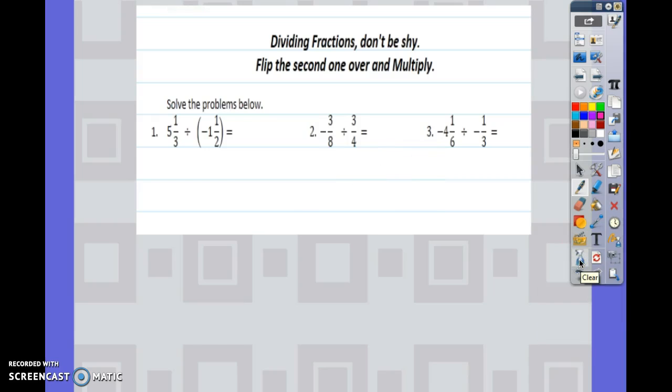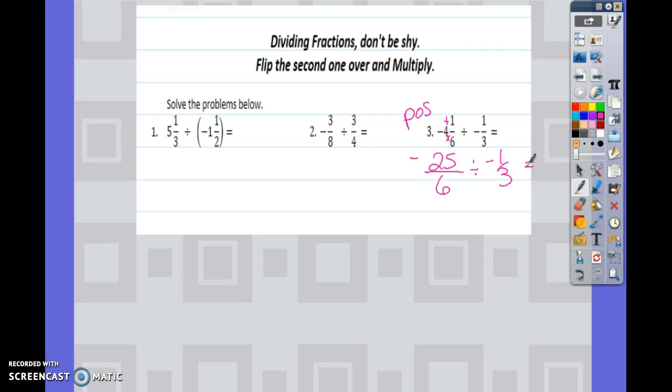Let's look at number 3. I see 2 negative symbols, so I know that my answer is going to be positive. I have a mixed number. I have to change it to an improper fraction. 4 times 6 is 24, plus 1 is 25. Denominator will stay the same. Divide, negative 1 over 3.